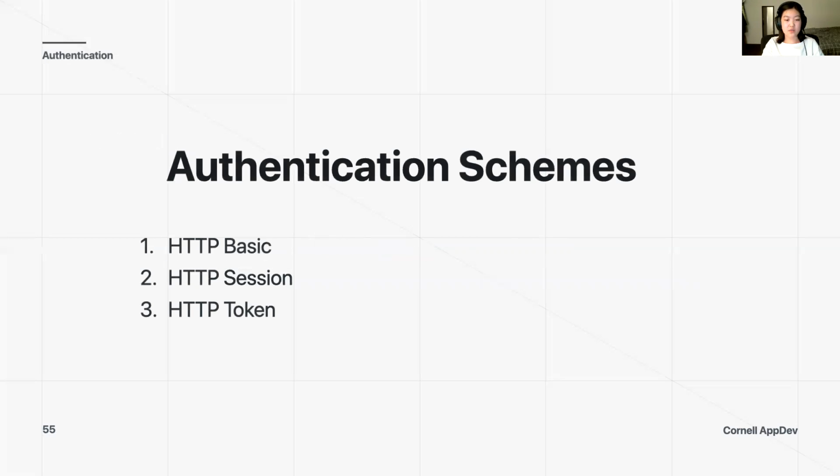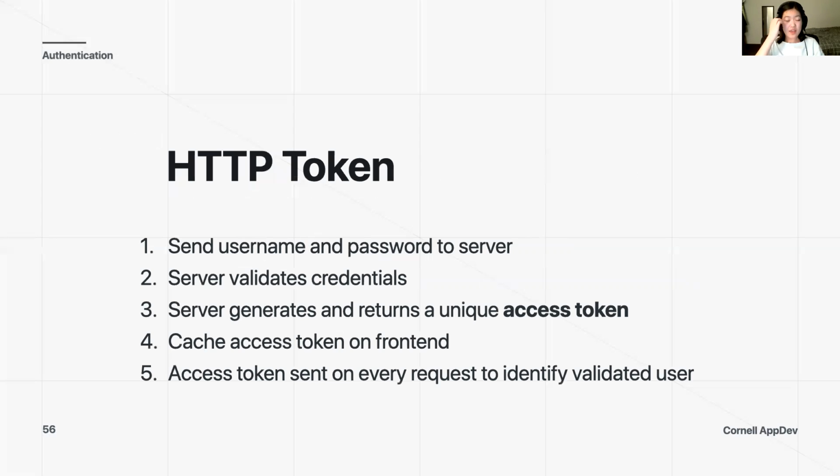Finally, we're going to talk about HTTP tokens. And this is what we are going to teach you how to do in the demo. So this will look actually quite similar to HTTP sessions. We're going to send the username and password to the server. The server is going to validate, and the server will generate and return a unique access token. So instead of a cookie, this is an access token. This access token is going to be saved on the front end, and then similar to cookies, but not quite, the front end is going to send the access token on every request to identify the validated user.